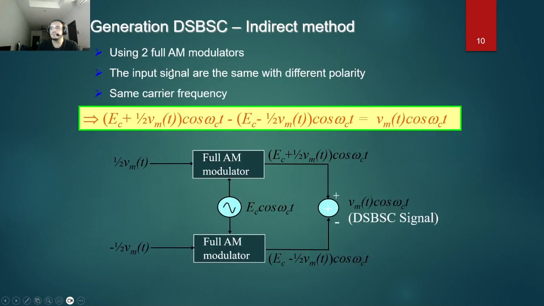The indirect method uses two full AM modulators. The input signals are the same with different polarity, so we divide the amplitude of each by two, giving negative half and positive half. After the full AM modulators, and after summation and subtraction, it comes out with this equation.